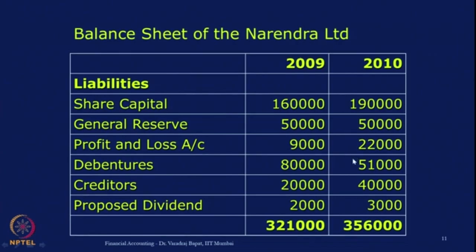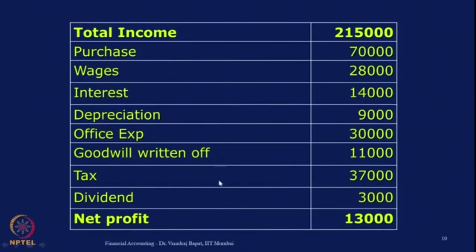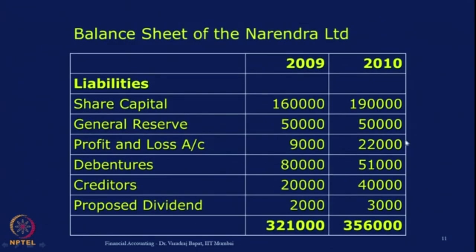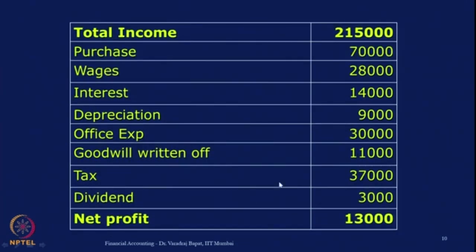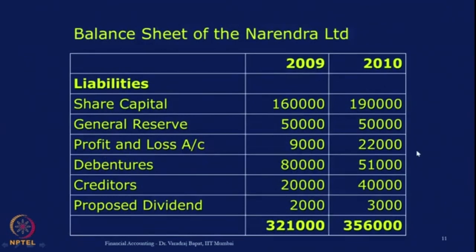So, what type of item is it? This increase is because of the profit generated. So, it is an O type of item. Right now, you just mark it as O. When we solve our operating flows, we will take it into account, but right now let us mark it as O.